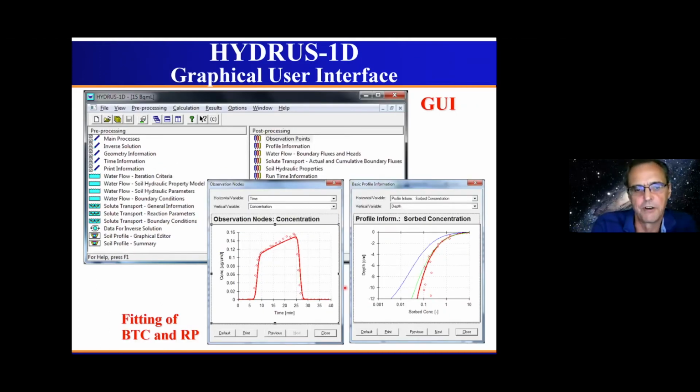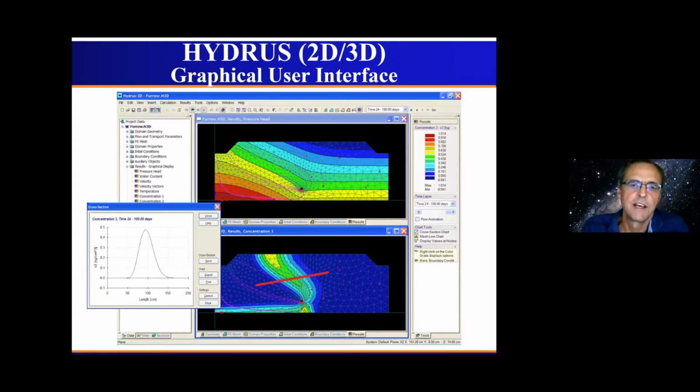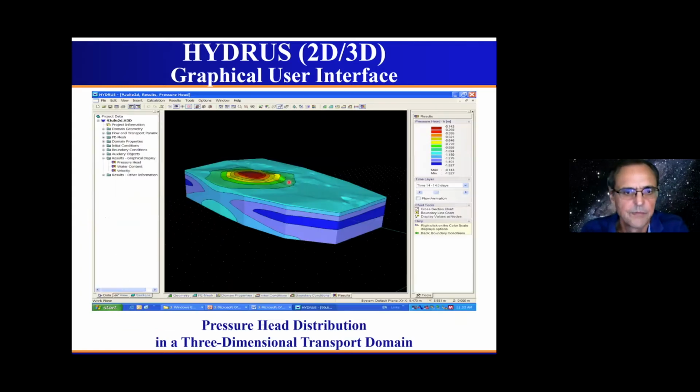Okay, both models are supported by quite sophisticated graphical user interfaces. In 1D, it's relatively simple. Here you see an example of the 1D interface and then some applications where we are fitting the breakthrough curve and concentration profile. And this involved nanoparticles. And then this is a screenshot of the graphical user interface for 2D, and that's obviously much more sophisticated because you need to deal with the spatial issues in both 2D and 3D. We need to have much more complex mesh generators, etc. And here's an example of the 3D geometry.